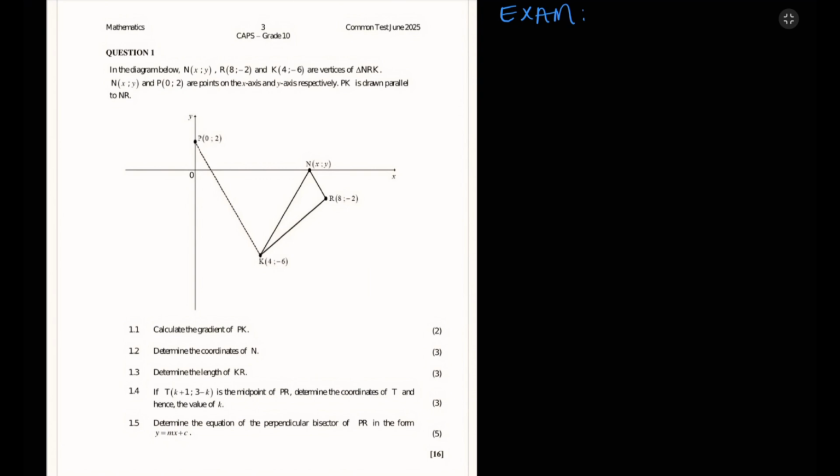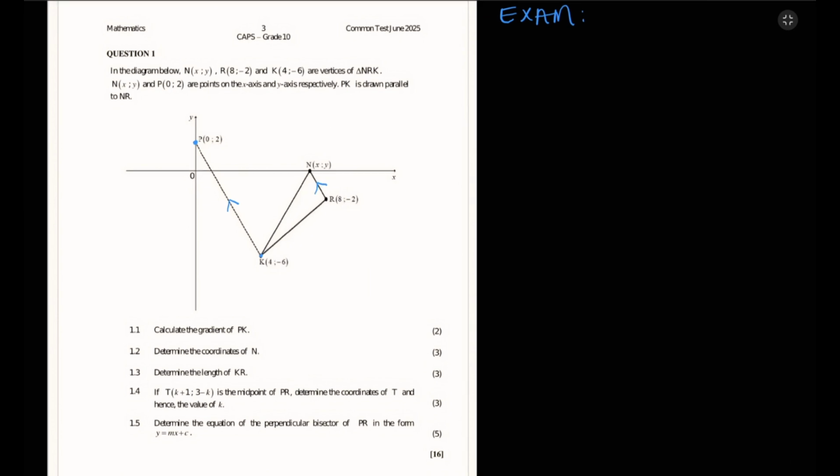Before we even start with our questions, I believe that it's wise to update our diagram. So let's read this again. In the diagram below, N, R, and K are vertices of triangle NRK. N and P are points on the x-axis and y-axis respectively. PK is drawn parallel to NR. PK is from here to there. So they said it's parallel to NR, so we can show those two matching arrows. Now let's start with 1.1, which says calculate the gradient of PK.